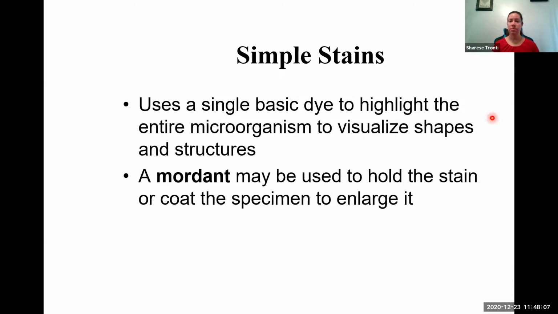So the first type of stain would be a simple stain. And a simple stain is used just to help to visualize the microbe, make it easier for us to see. Along with simple stains, or many types of stains, not just simple stains, we might use a mordant. So a mordant is something that's going to help to hold the stain to the cell, or it can also be used to coat the specimen to enlarge it.